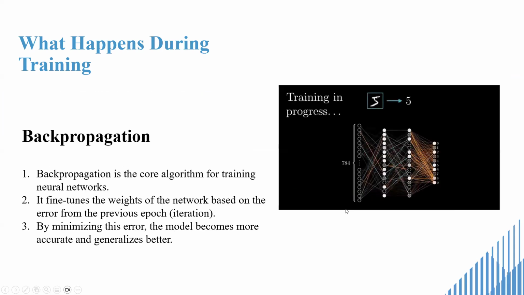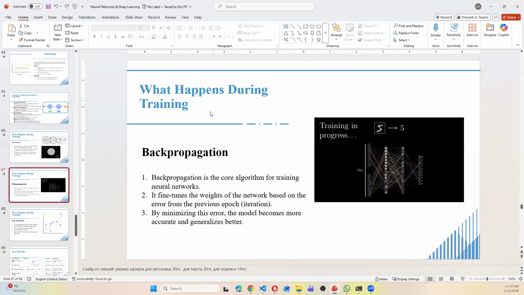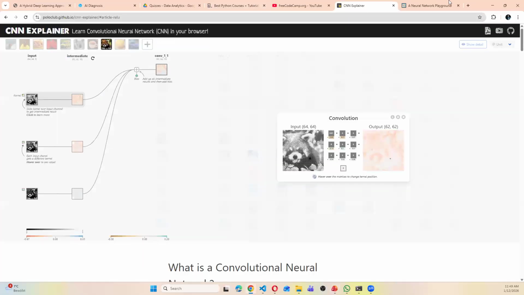But we also have backpropagation. Backpropagation is the core algorithm for training neural networks. You are training forward, it's going forward, then you are going back also, just to check whether it's good or bad. It fine-tunes the weights of the network based on the error from the previous epochs. If there is some problem, it will go back, fix it and come back. By minimizing this error, the model becomes more accurate and generalizes better. There is a concept in mathematics, backpropagation, and this is based on that algorithm. If you have heard about this one, it's in mathematics.